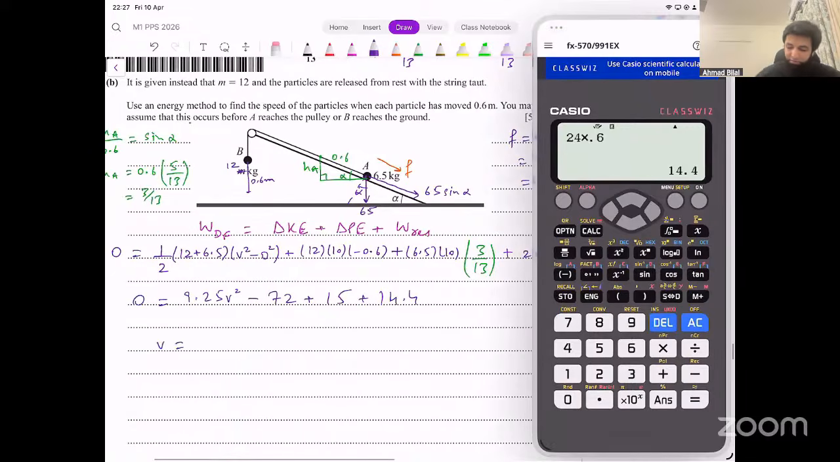You can see what that is. 72 minus 15 minus 14.4, divided by 9.25, square root of that. And V turns out to be 2.146, which rounds off to 2.15 meters per second. And that's the speed that we were looking for.